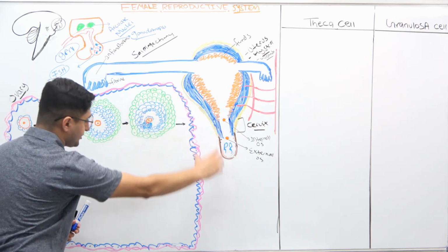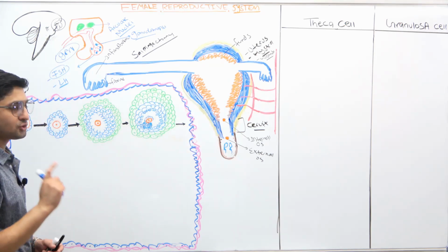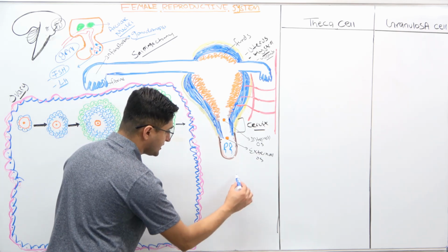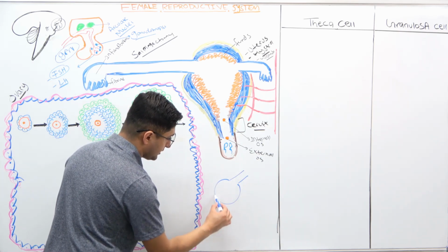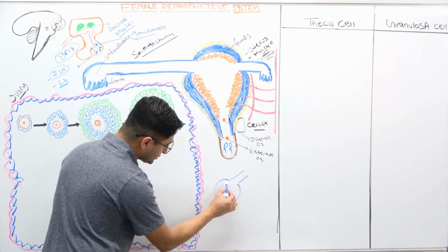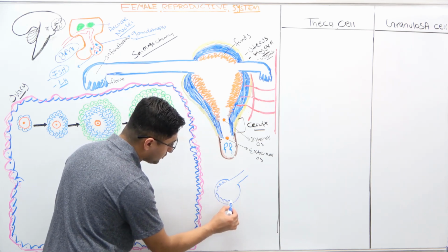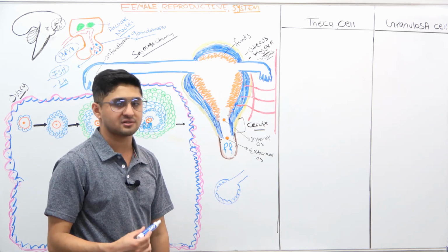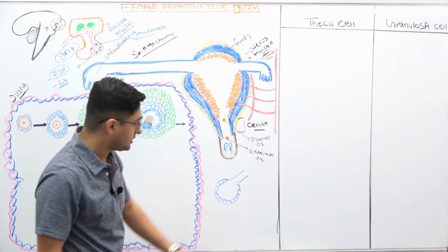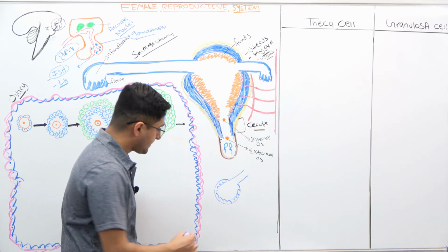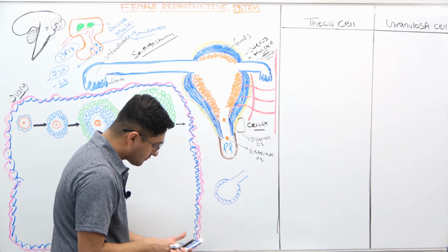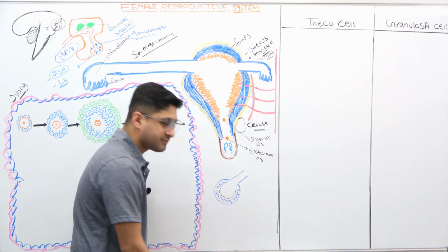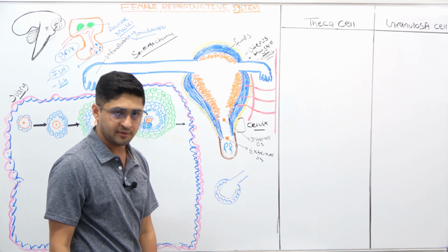Let's talk about oogenesis. You see this ovary right here? Let me draw it here, it makes it easier for you guys. Let's say this is my ovary. This ovary has a surface epithelium, which we also call germinal epithelium. Now it's more known as surface epithelium rather than germinal epithelium. Below that there is a dense irregular connective tissue, called tunica albuginea.